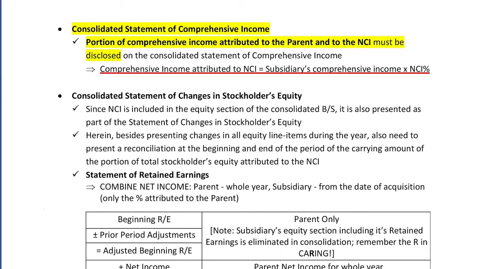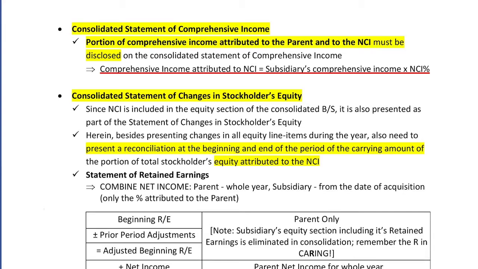On the next bullet, we're looking at highlight consolidated statement of changes in stockholders' equity. And on this statement, we are also going to highlight present a reconciliation at the beginning and ending of the period of the carrying amount of, on the next line, highlight equity attributable to the NCI. So on this statement, we're going to have a reconciliation of the total equity, of the equity attributable to the parent and also of NCI.